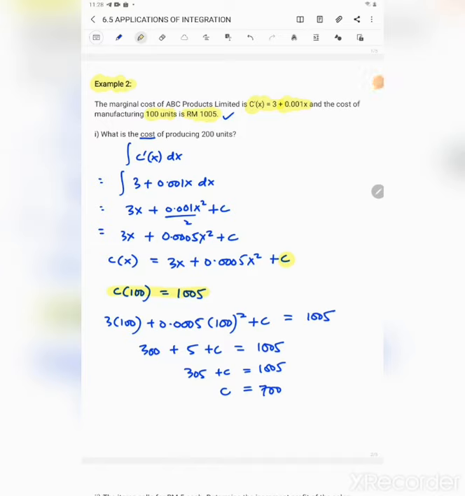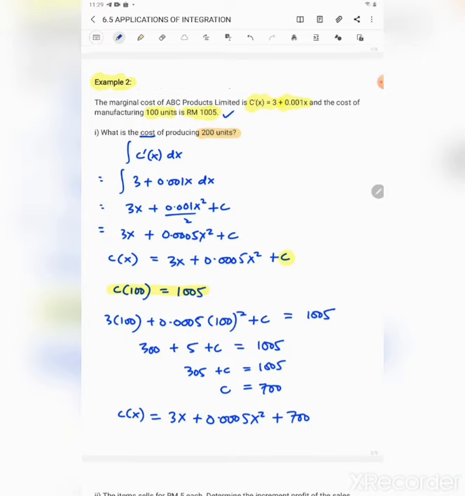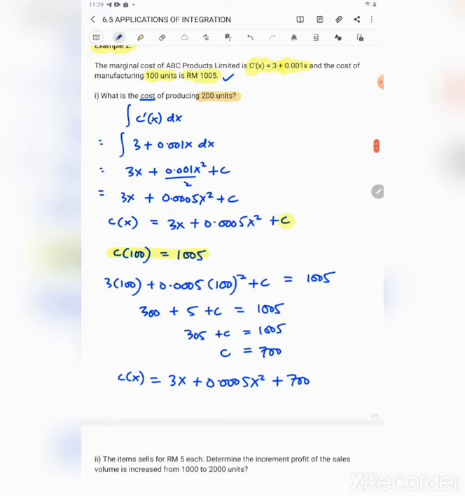Now back to the question: what is the cost of producing 200 units? So now we plug in the value C. Now our general formula for cost is 3x plus 0.005x squared plus 700. This is the general form for the cost function. To get the cost when the company produces 200 units, you just replace x with the value 200. You press your calculator.